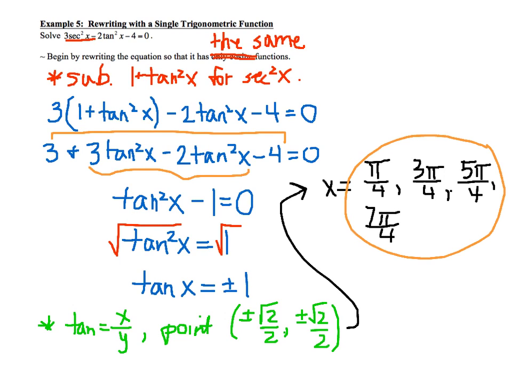Then we can say that x is equal to, well, you start with your pi over 4, and they are all separated by a pi over 2. If you go from pi over 4 to 3 pi over 4, you have a distance of pi over 2. 3 pi over 4 to 5 pi over 4 is a distance of pi over 2, and 5 pi over 4 to 7 pi over 4 is another distance of pi over 2. So you're going around a quarter of a circle each time. So we just say our answer is pi over 4 plus n pi over 2. And this is your final solution.